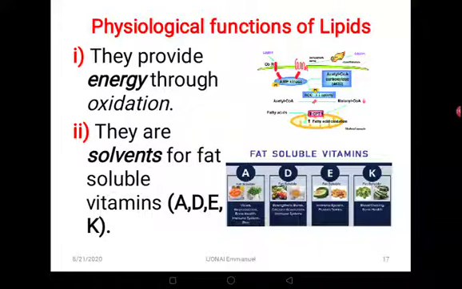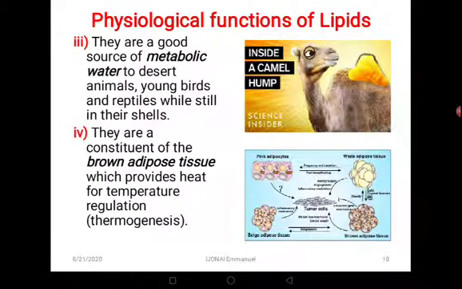And by the way, rarely do organisms suffer from deficiency of these vitamins because they can be stored in fat for long, unlike the water-soluble vitamins, which are lost always from the body. They are a good source of metabolic water to desert animals. For example, the camels, also young birds and reptiles, which are still in their egg shells.